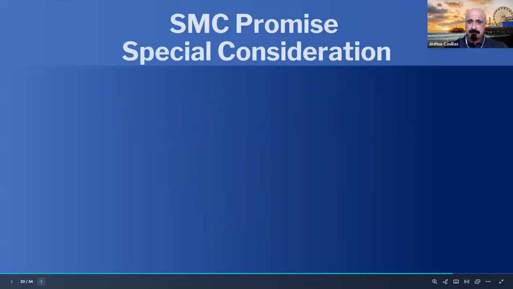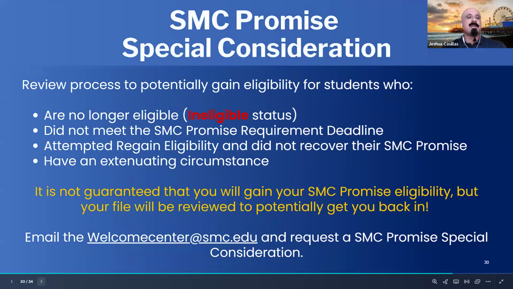Let's go into that. The SMC Promise Special Consideration is a review process to potentially gain eligibility for students who are no longer eligible. They have an ineligible status. When you log on to your Corsair Connect, as I showed in the previous slide, it will say ineligible. It'll show the red X mark, ineligible, and then it'll tell you your status. You're no longer eligible for SMC Promise, and it'll give you the reason why. You did not complete the SMC Promise requirement deadline.